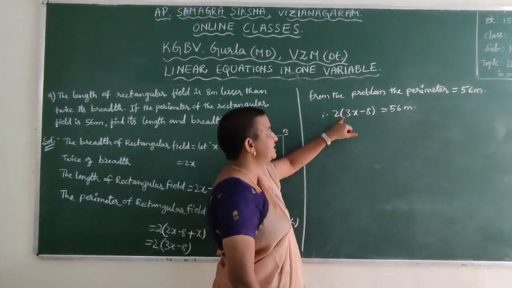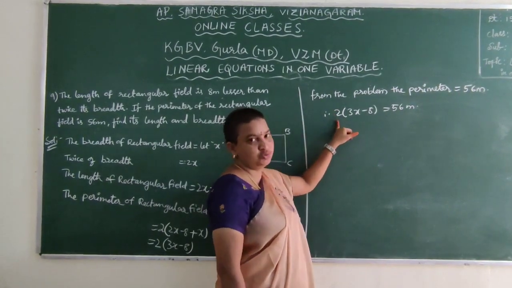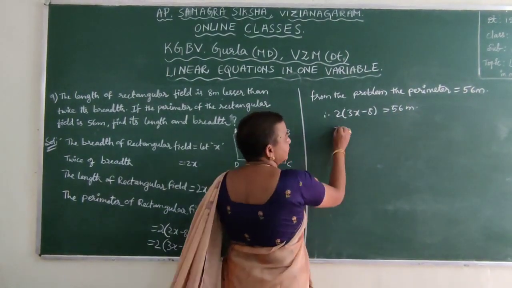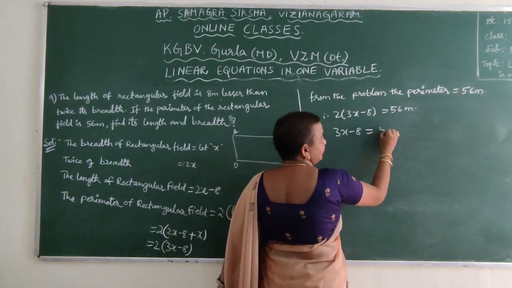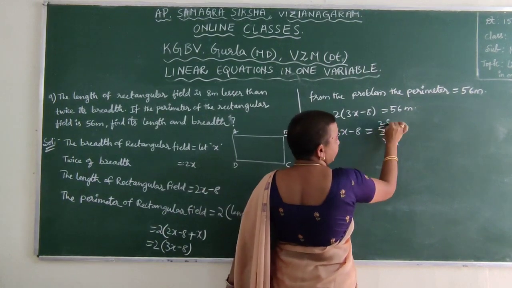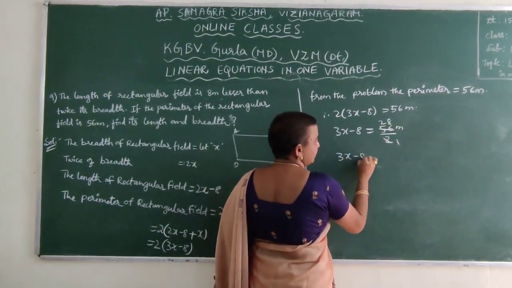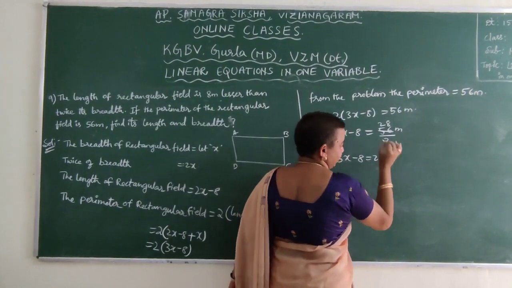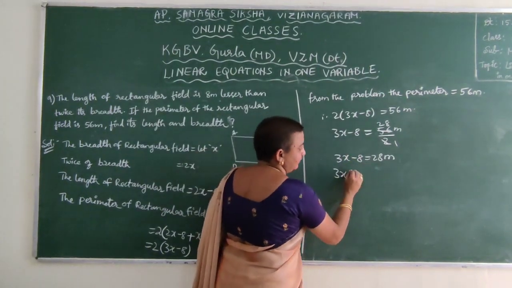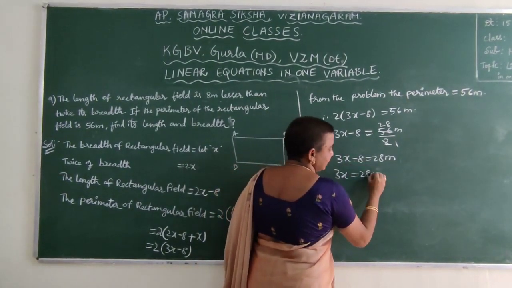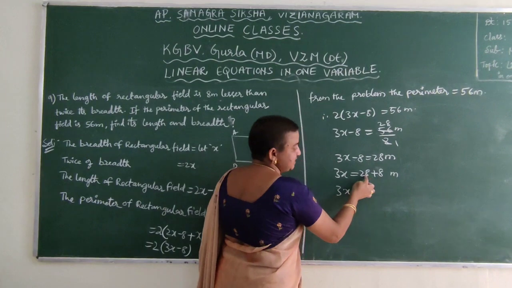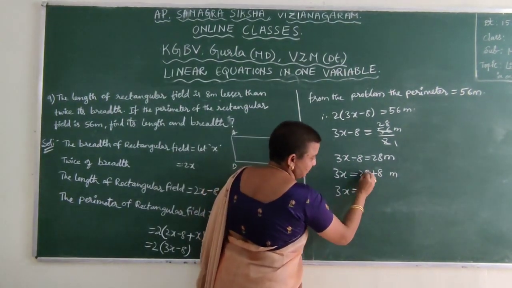Here 2 is multiplying. If we transpose 2 to the RHS, it becomes a division term. So 3x minus 8 is equal to 56 meters by 2. That means 2 ones are 2, 2 twos are 4, 2 eights are 16, so 3x minus 8 equals 28 meters. Okay. So for 3x, we have to transpose minus 8. 3x is equal to 28, minus 8 becomes plus 8 meters. So 3x is equal to 28 plus 8, 36 meters.